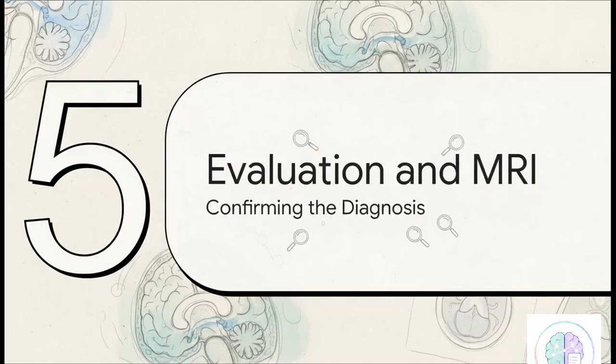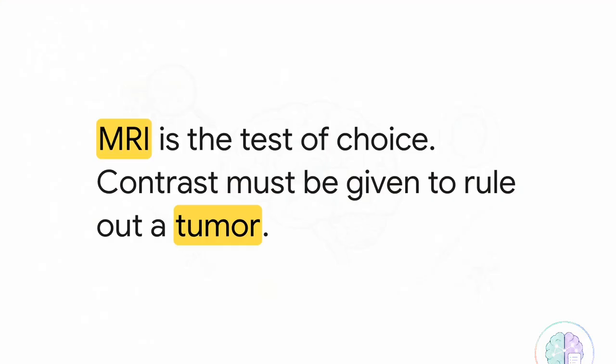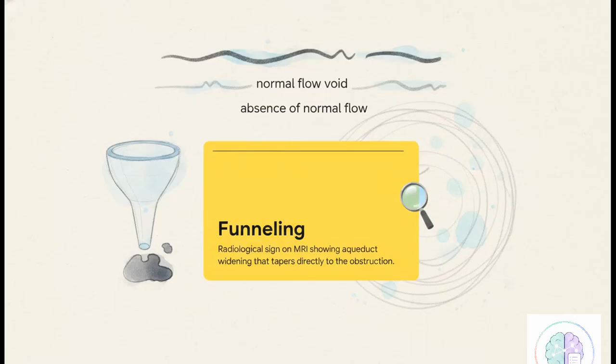Section 5. Evaluation and MRI. How we confirm the diagnosis. When it comes to imaging, MRI is the absolute gold standard test of choice. Sure, a CT scan can show those enlarged ventricles, but you really need an MRI to view the aqueduct properly. And listen, here's the golden rule. You absolutely must administer contrast during the MRI. Why? Well, because you have to definitively rule out a tiny tumor, like a tectoglioma, acting as the hidden cause of the blockage.